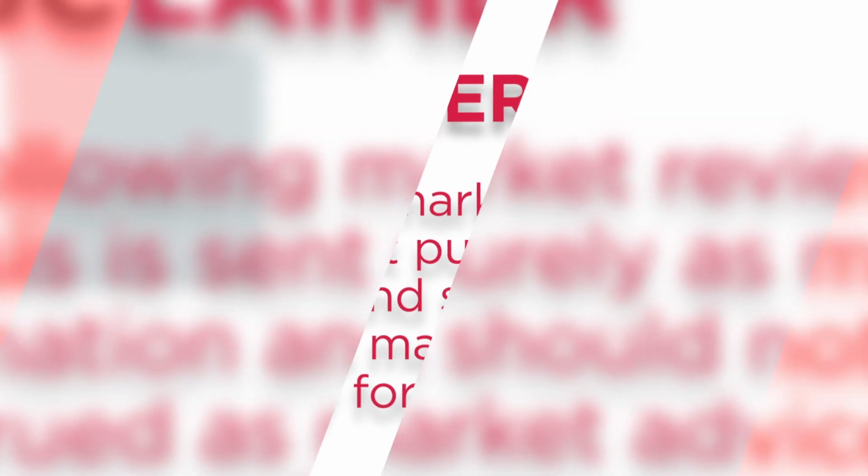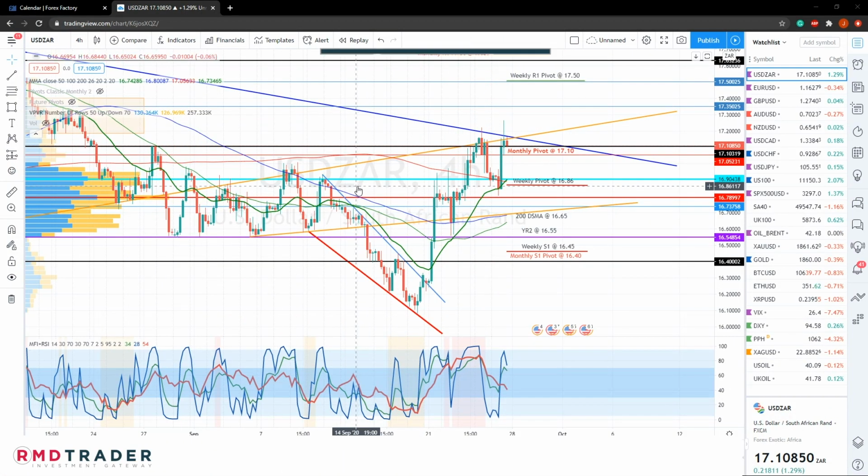We are starting with the US dollar to South African rand. So last week saw a massive price reversal when price broke out of this falling wedge formation that we can see over here. And then we had a rally all the way up to the monthly pivot at the 1710, where we finally found some resistance.